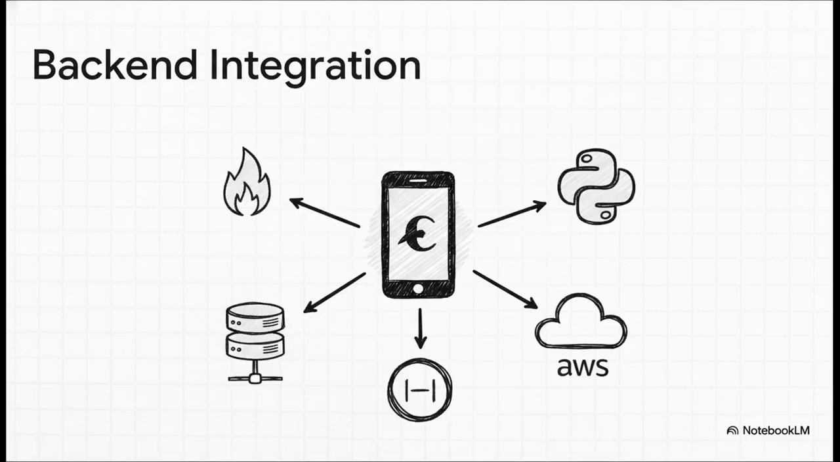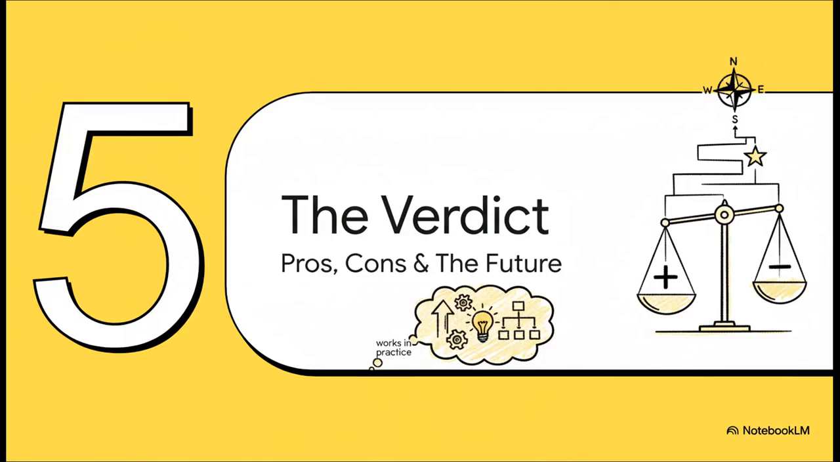And of course, an app is usually just a pretty face without a backend to give it data and power. Well, the great news is, Flutter plays nicely with basically everything. So whether you're using Google's own Firebase, or a classic REST API built with Node.js, or a machine learning backend in Python, or even modern stuff like AWS Amplify and GraphQL, Flutter can connect to it. No problem.